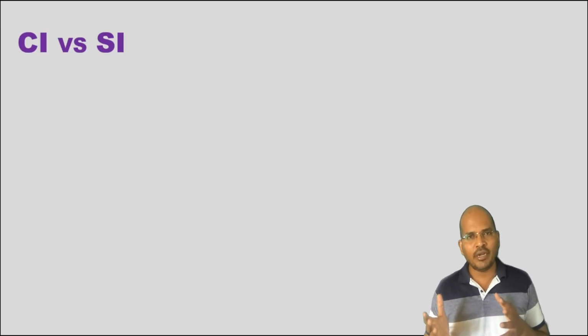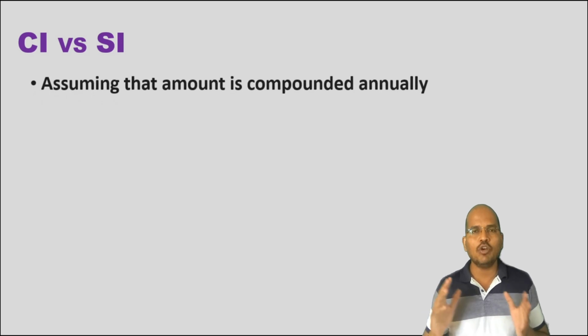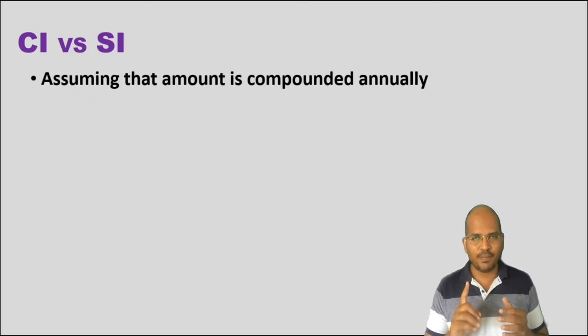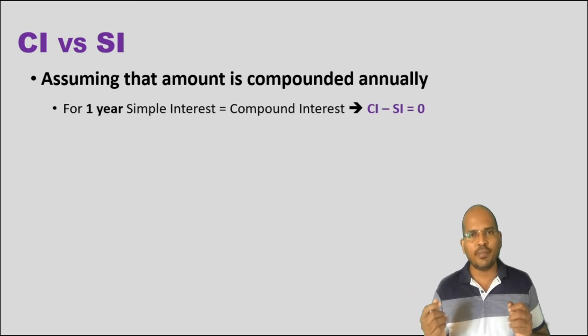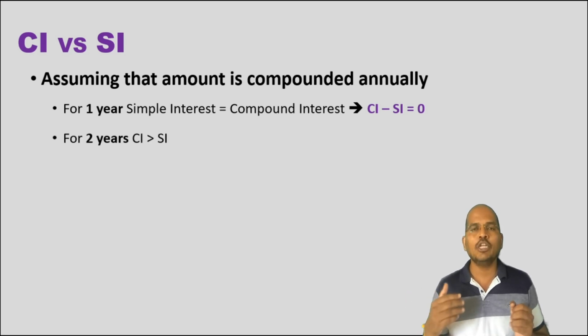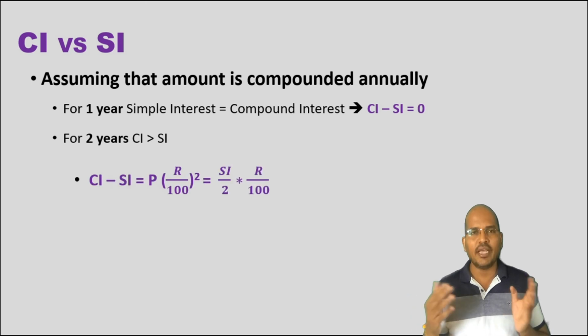Let us compare compound interest and simple interest. How do you get it? So assuming that the amount is compounded annually, I specify the amount is compounded annually. So for 1 year, the value of simple interest and the value of compound interest will be equal, so the difference will be 0. Now from 2 years and more, definitely the value of compound interest will be greater than the value of simple interest. So for 2 years, the formula is given by CI minus SI is P times (R by 100) whole square. That can also be written as SI upon 2 times R by 100. We get this by applying the values of CI and SI and plugging out values.